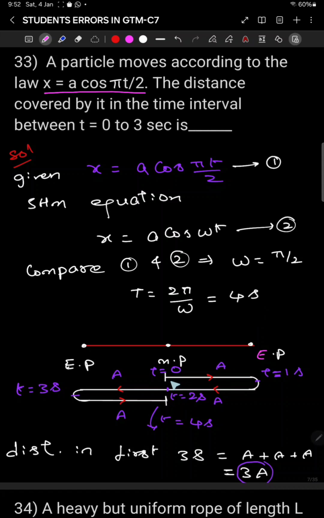In SHM, when a particle moves to and fro, the total time period is given as 4 seconds. That means from mean to extreme, the time taken is 1 second. Extreme to mean, again 1 more second. Mean to extreme, 1 more second. That means totally 3 seconds are completed. In this time interval, the distance traveled will be a plus a plus a, so it will be 3a. They asked to find the distance covered in the time interval of 3 seconds.